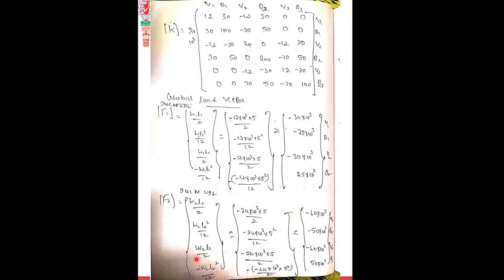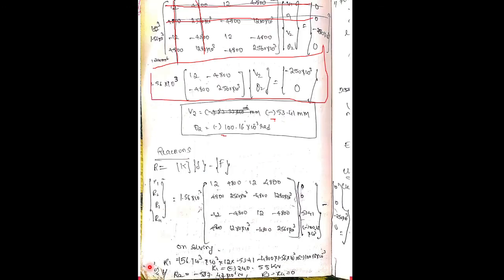Now the rest of the problems are the same, only the nodal force vector will change. Keep this in mind. And one more thing, here I forgot: R1 is because of V1, R2 because of theta 1, R3 because of V2, and R4 because of theta 2.